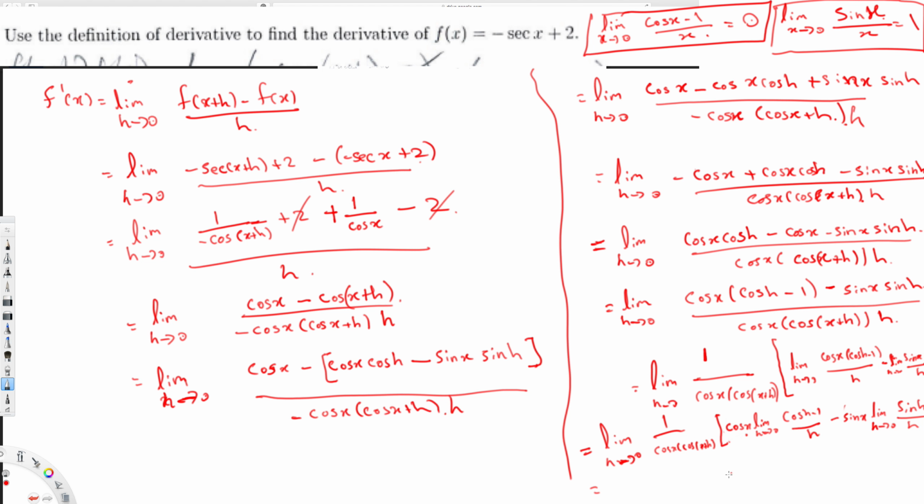Now I can substitute everything. If I substitute 0 here, this is going to become 1 over cos squared x. So this whole thing is going to become 0. Then here we are going to get minus sin x times this whole thing, which is 1. So we are left with minus sin x over cos squared x. We can also write this as minus tan x sec x. So this is my final answer, and this is how we derive this answer.